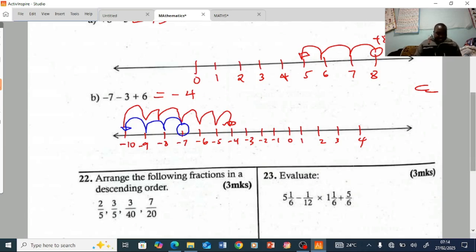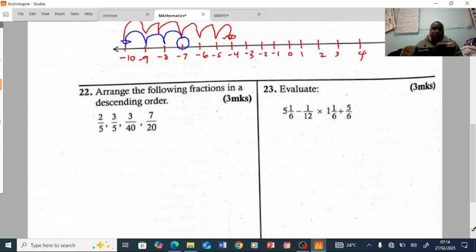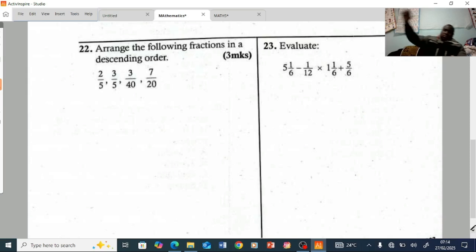Evaluate. Arrange the following fractions in descending order. Descending means from big to small. So to get the biggest, look at the LCM. Let us get the LCM, the number which divides all of these numbers. You can use 80. 80 divides all of these numbers. So we can use 80 as the LCM.